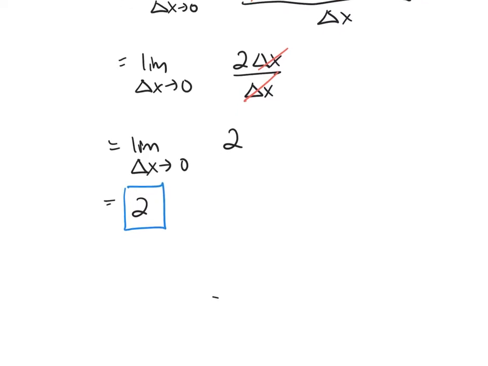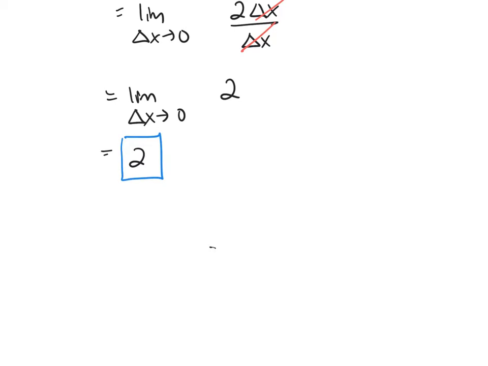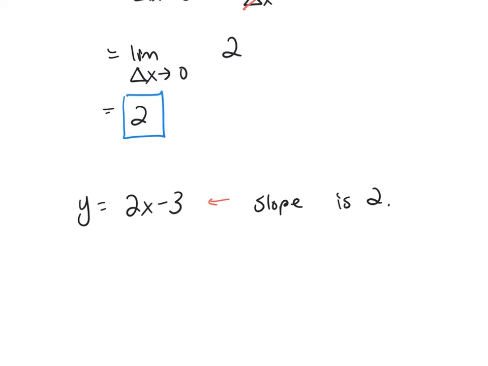The last thing I want to mention is if you go back to the function we started with here, the function was y equals 2x minus 3. And if you look at the slope of this, what's the slope here of this line? The slope is 2. And so something special happens here, which we'll go into more later. But because we started with a line here, the slope of the tangent line is the same as the slope of that line.